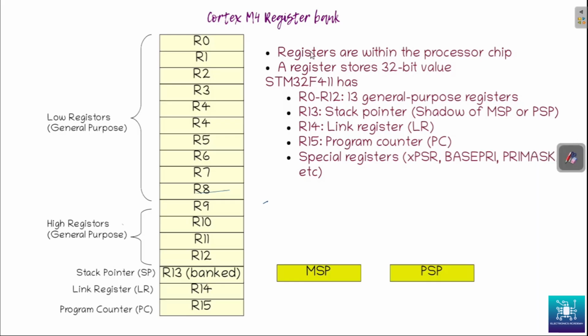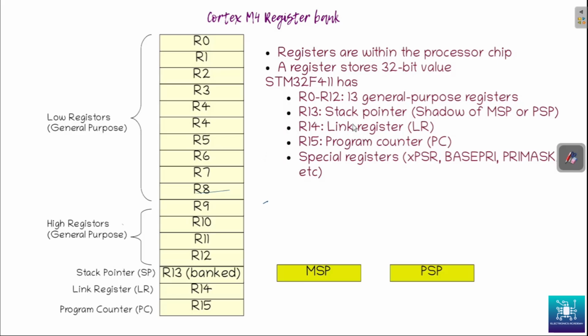So now, the registers are within the processor chip. A register stores a 32-bit value, since this is a 32-bit architecture, as we talked about. And STM32F411 has R0 to R12, which is 13 general purpose registers. Registers are a part of all controllers. If you have an 8-bit or 16-bit controller, there will be registers used for programming. Eventually all the code you write needs to come to the registers to be processed.